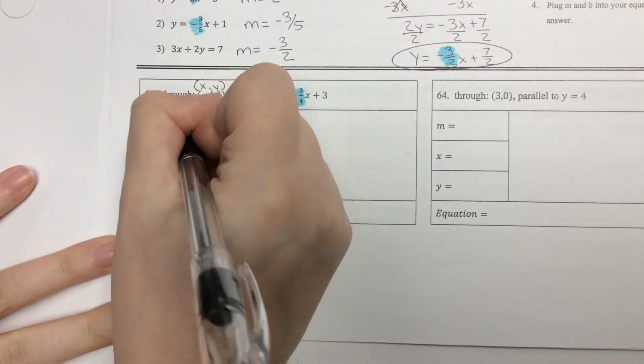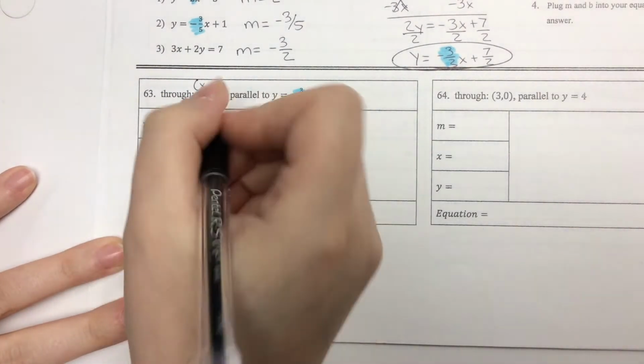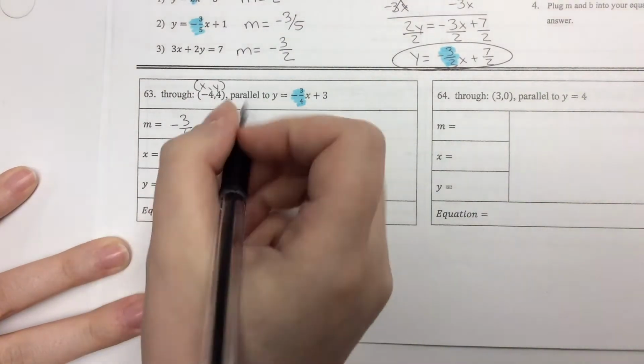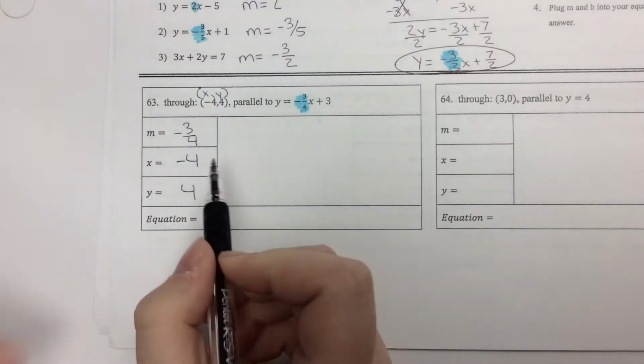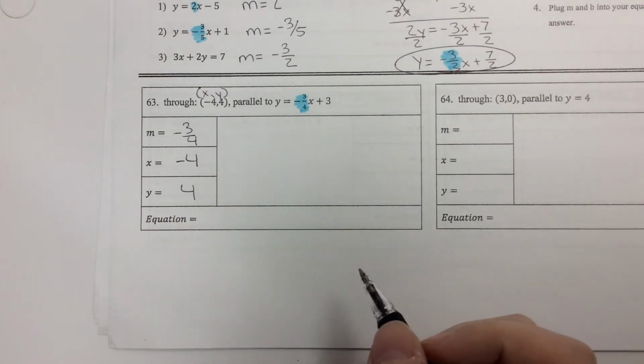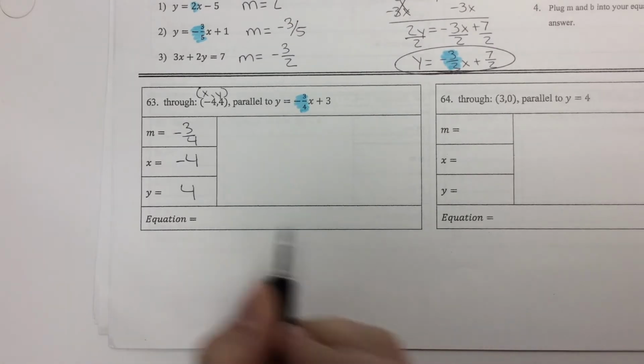If they're parallel, it's got to be the exact same. So negative 3/4. What's our x value? In our ordered pair, that would be negative 4. And what's our y value? That would be positive 4. All right, so we're going to plug these three things into a new equation that is also in slope-intercept form and solve for b, just like we did before in section 4.3. And then once we have b being our y-intercept, we can write a new equation.